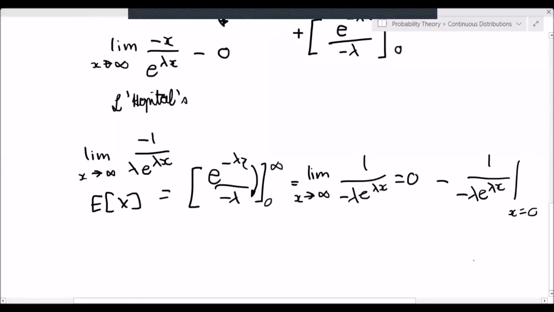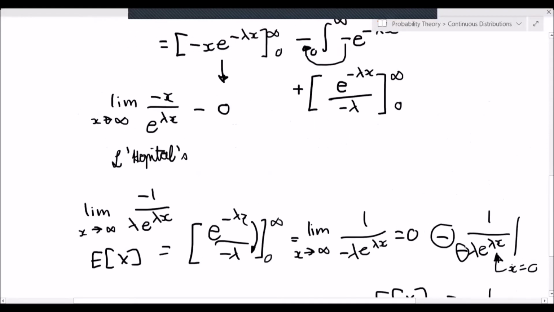And we know that this is simply going to leave us with the expected value of x. Negative and a negative becomes a positive. Plug 0 in here, that becomes e to the lambda times 0, which is 1. So we're left with 1 over lambda. So there we have derived the expected value of x if x is distributed as an exponential random variable.